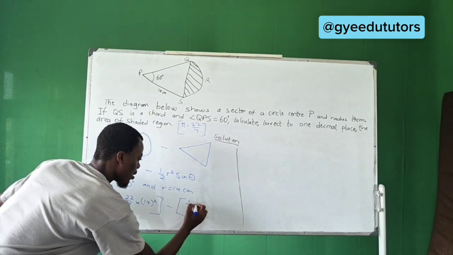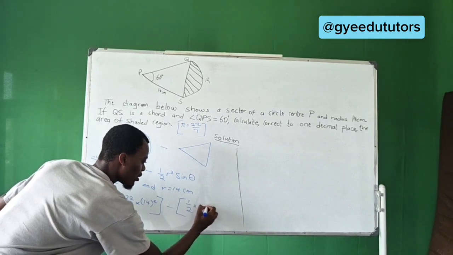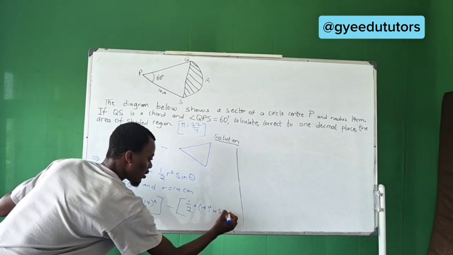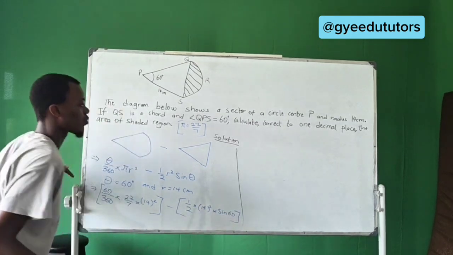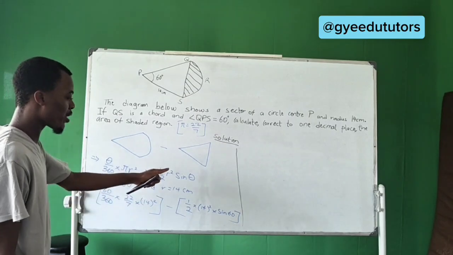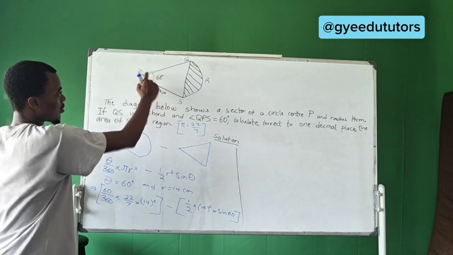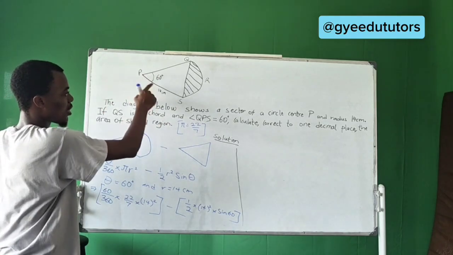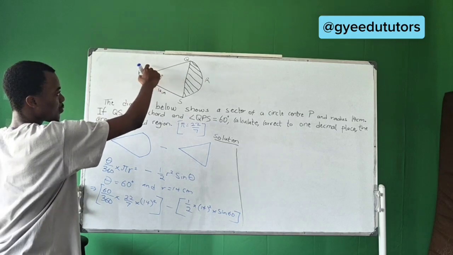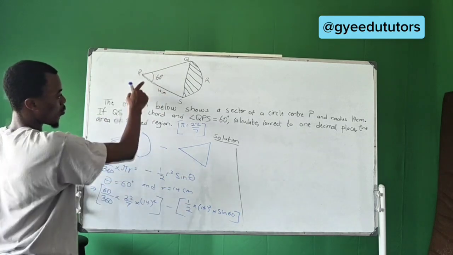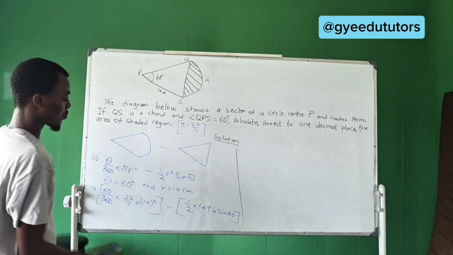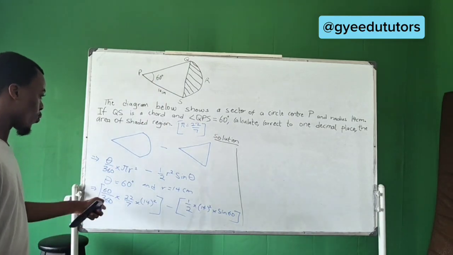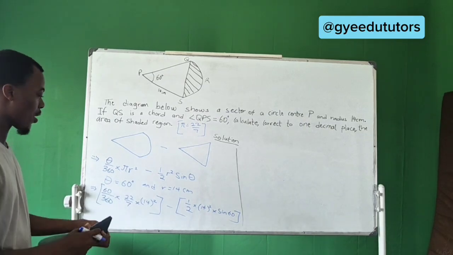Half times r squared, 14 squared, times sine of 60 degrees. And r squared here means this side. There are two sides. So to find the area of the triangle, we multiply half times the sides, and the side is the same, 14. That's why it becomes 14 squared, because 14 times 14, times the sine of the angle, which is sine 60. So now, when you get here, you can just do our calculation.